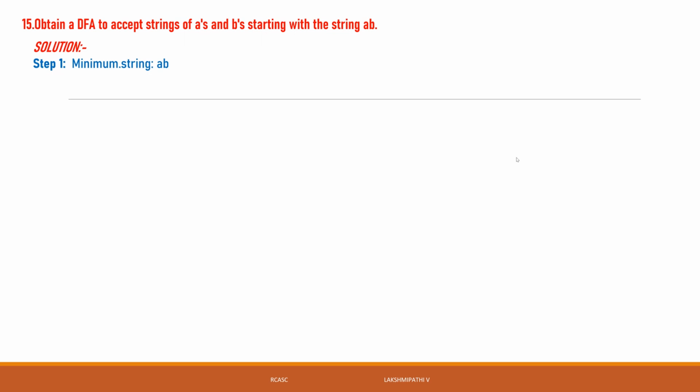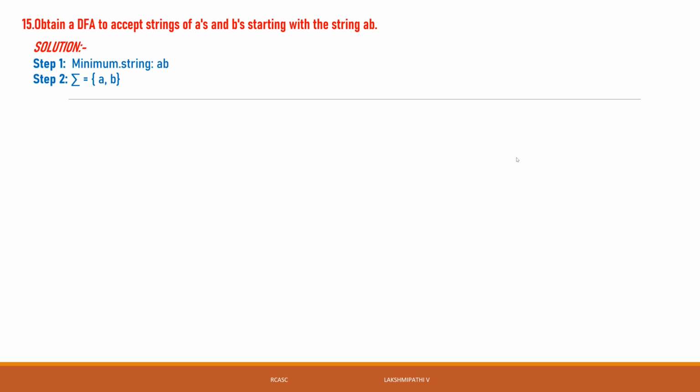Then step 2 is sigma, the alphabets. The strings are of A's and B's, so the string has only A's and B's. That's why we take the strings of A's and B's. Sigma is equal to {A, B}. Here the input symbols are only A and B.